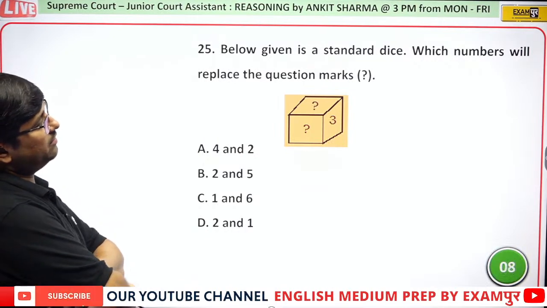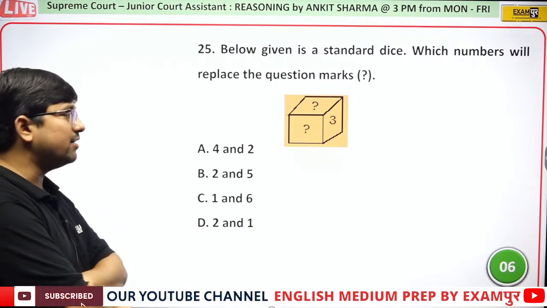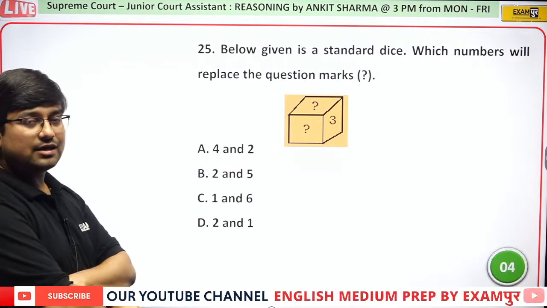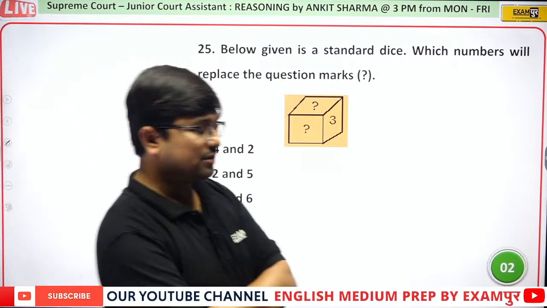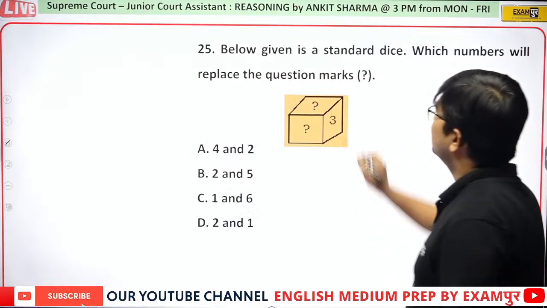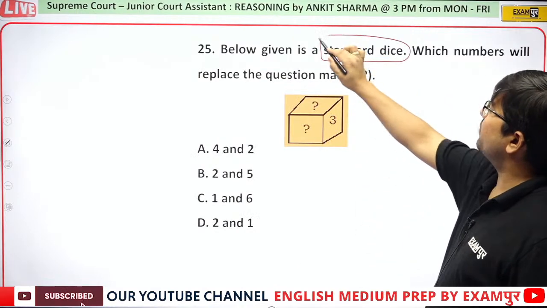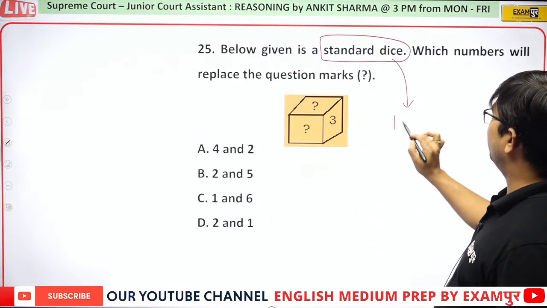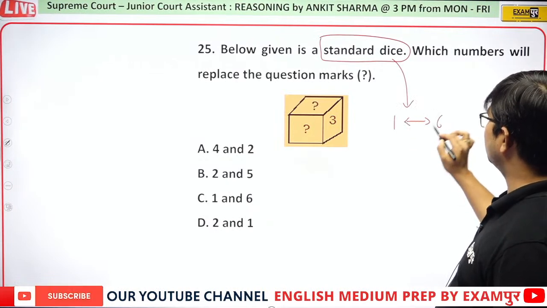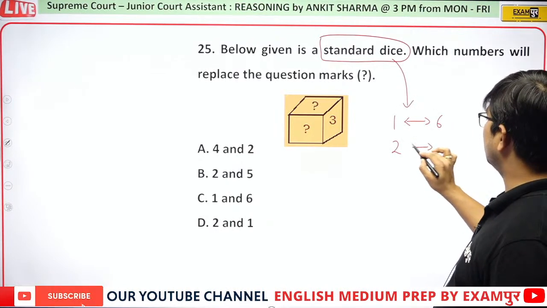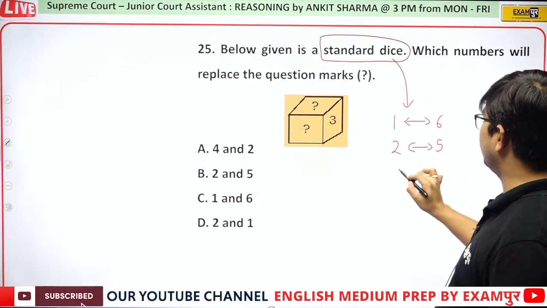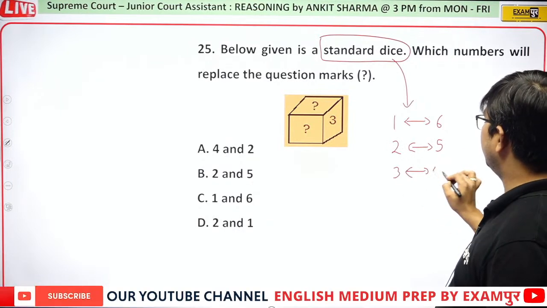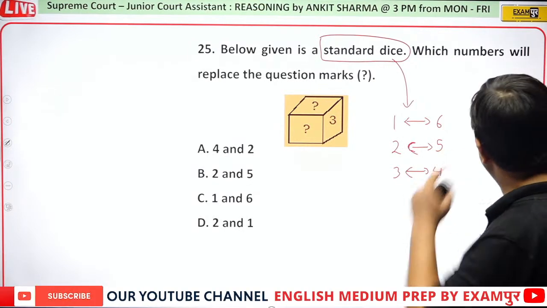Now see, below given is a standard dice. The moment it said that it is a standard dice, my dear students, the very first thing that will come to our mind is that the sum of numbers on the opposite faces is 7. Okay, everybody? Fine, everybody?